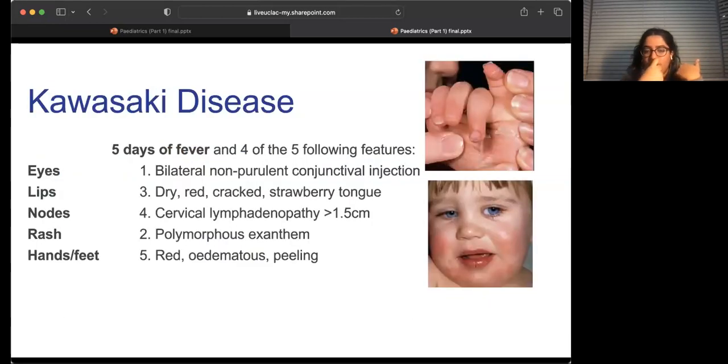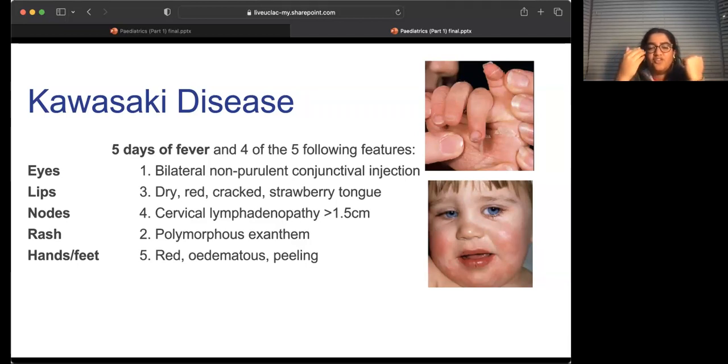Okay, so these are the symptoms of Kawasaki's disease. The way I always remembered it was CRASH and BURN, which sounds awful, but it's really useful. So C is for conjunctival injection, which basically just means redness in the eye. R is for rash, which is general, not a specific rash. And then A is for adenopathy, so that's your lymph node swelling. And then S is for strawberry tongue.